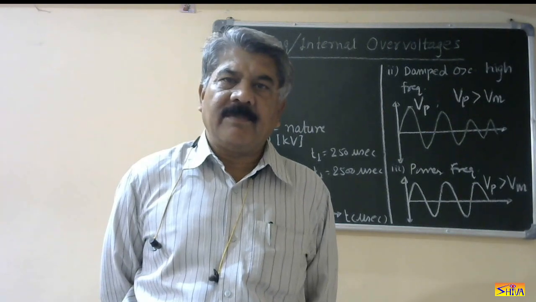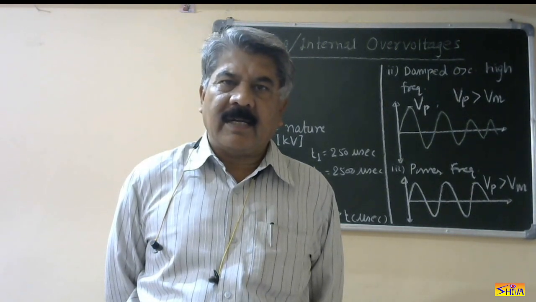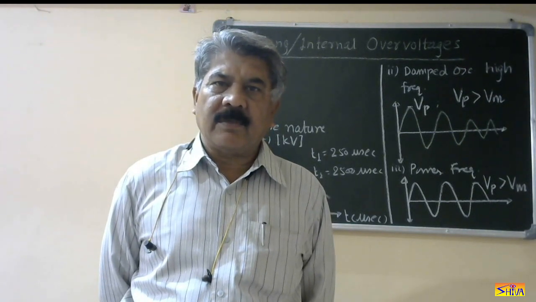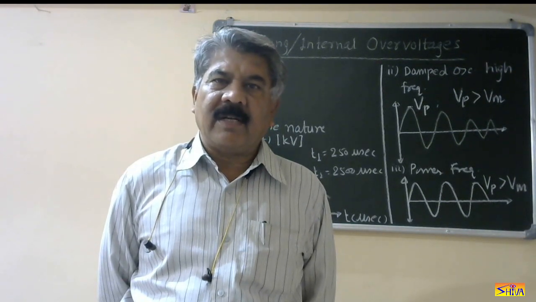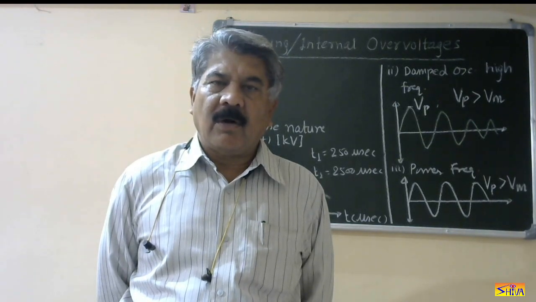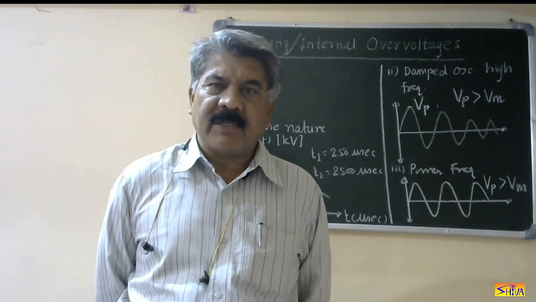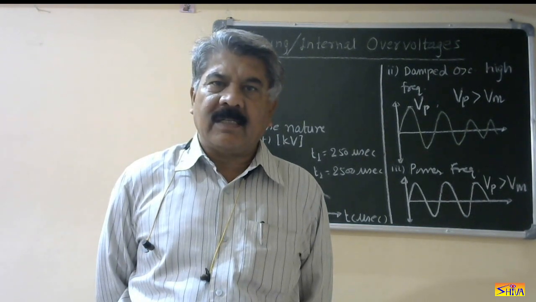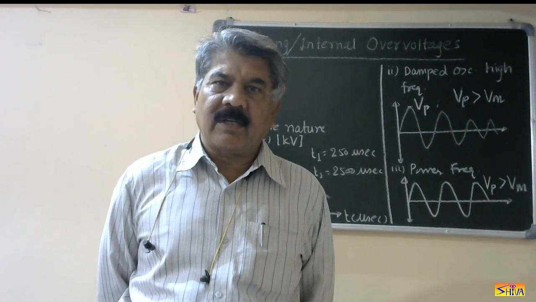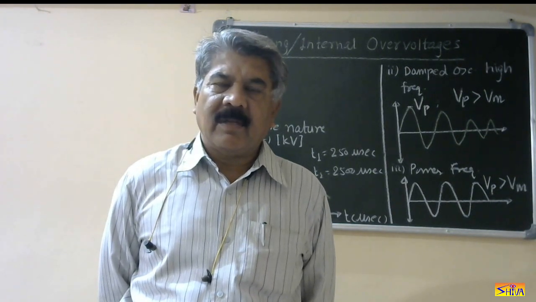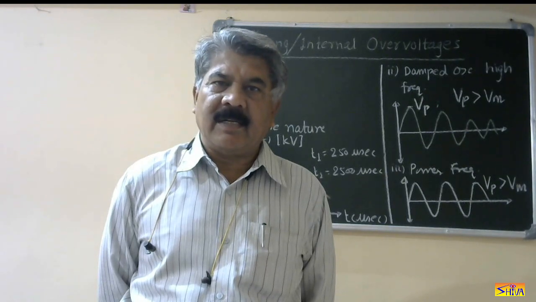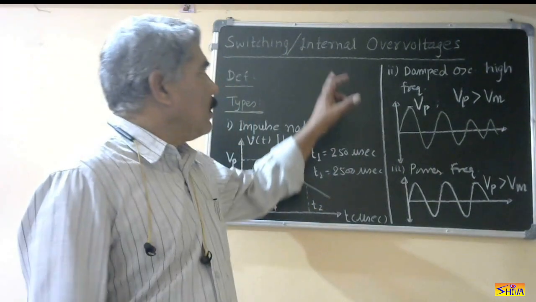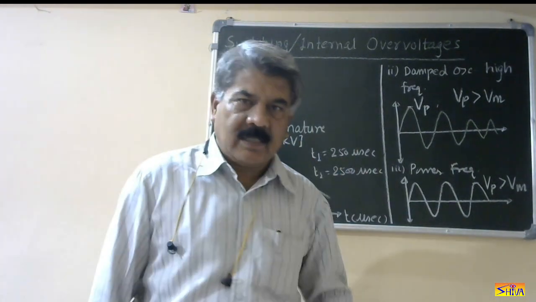Then I had started with the lightning over voltages. I had explained the lightning phenomena, different types of lightning strokes, what is the effect of lightning strokes in power system, how the power system equipments, transmission line, substations are protected against lightning over voltages. I had explained the classification of lightning arresters with their characteristic, and finally in the last class I had explained the surge absorber. Today I will start with the switching or internal over voltages.